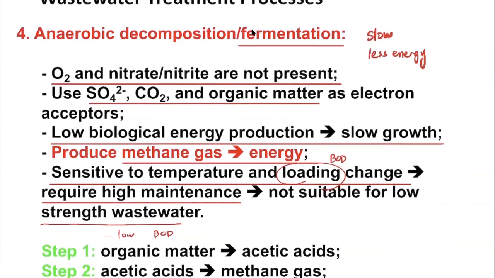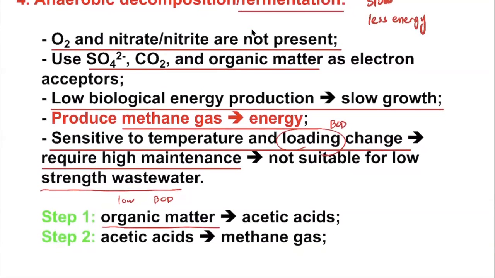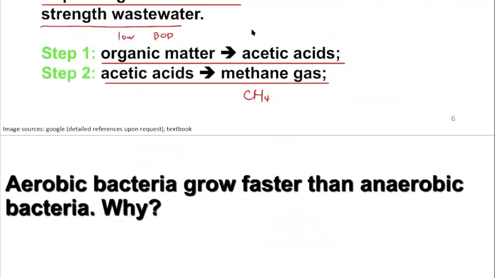So the detailed steps for this anaerobic decomposition are that first the organic matter is converted into acetic acids, and then the acetic acids are further converted into methane gas. I have to say that the methane gas or these fuels coming out of fermentation is a major reason why we use anaerobic decomposition. Because of that, in industrial or municipal wastewater treatment plants, we never use this anaerobic decomposition, right?